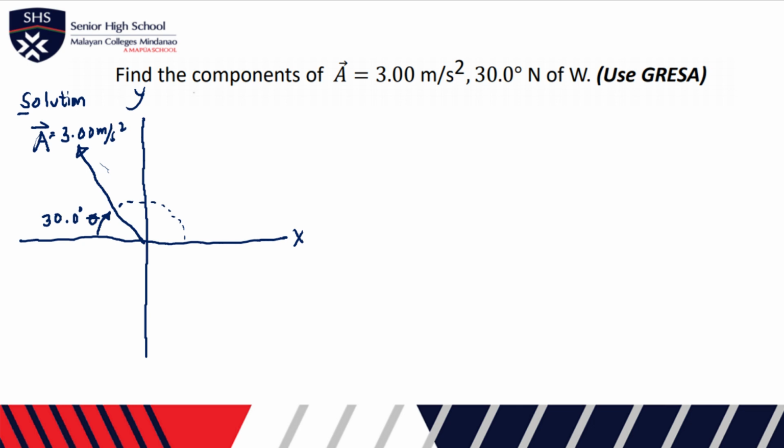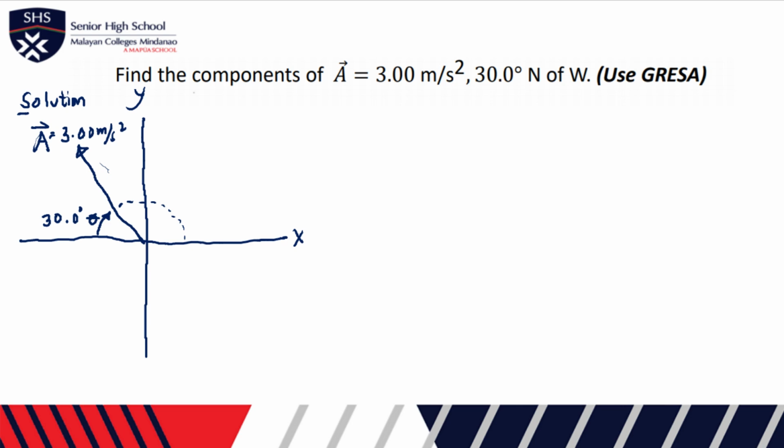So we have here the vector A, which is 3.00 meters per second squared, and it is expressed with an angle of 30.0 degrees north of west, which is also shown in this picture. So we have the y-axis and x-axis. You just need to understand the direction. As you can see over here, you can verify it is actually north of west.